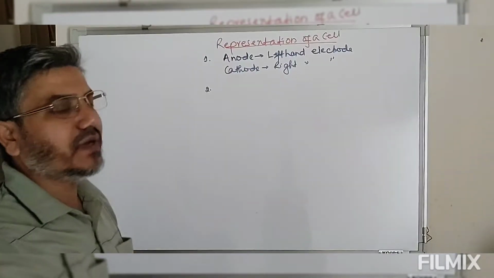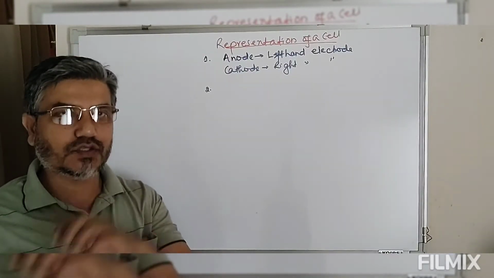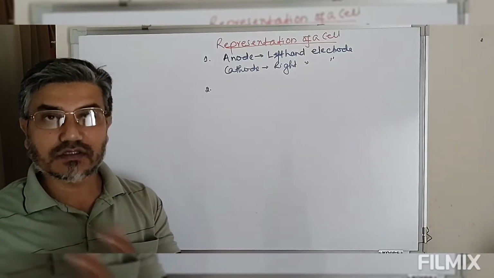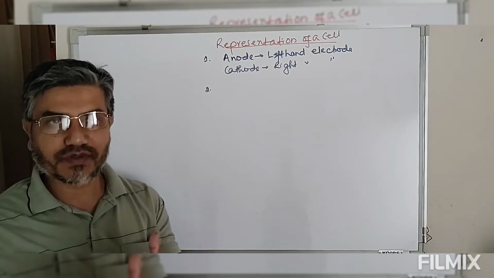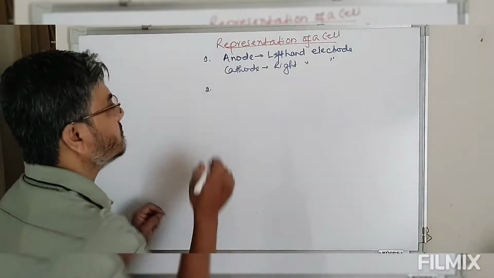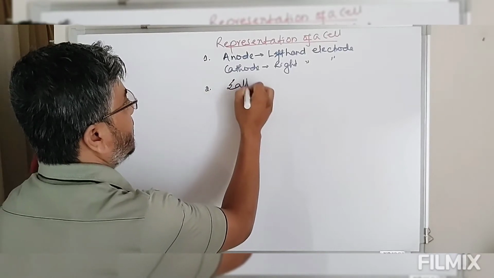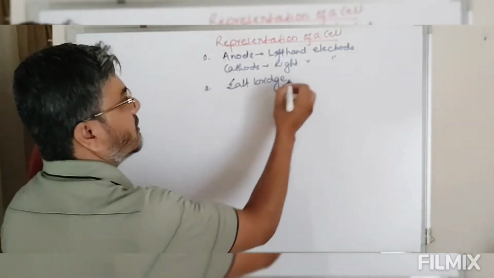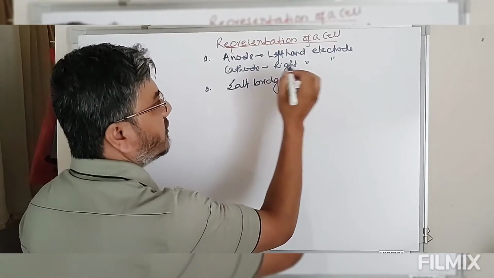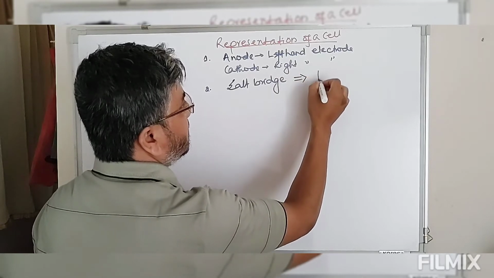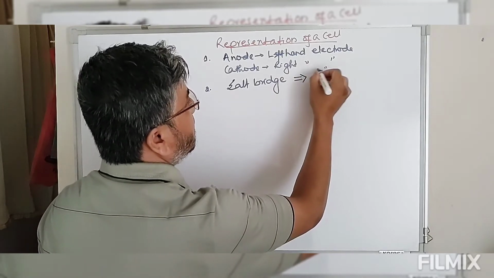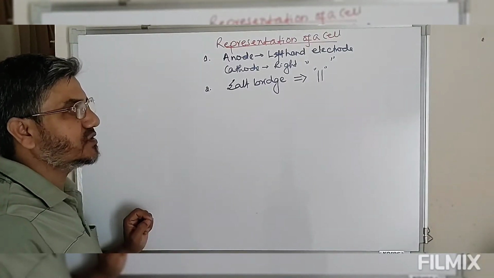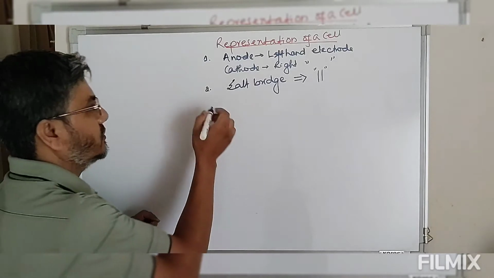The second thing that we have to keep in mind is that this cathode and anode are connected through a salt bridge. So we have to represent the salt bridge also. Salt bridge is denoted by a double vertical line. So this double vertical line represents a salt bridge between cathode and anode.